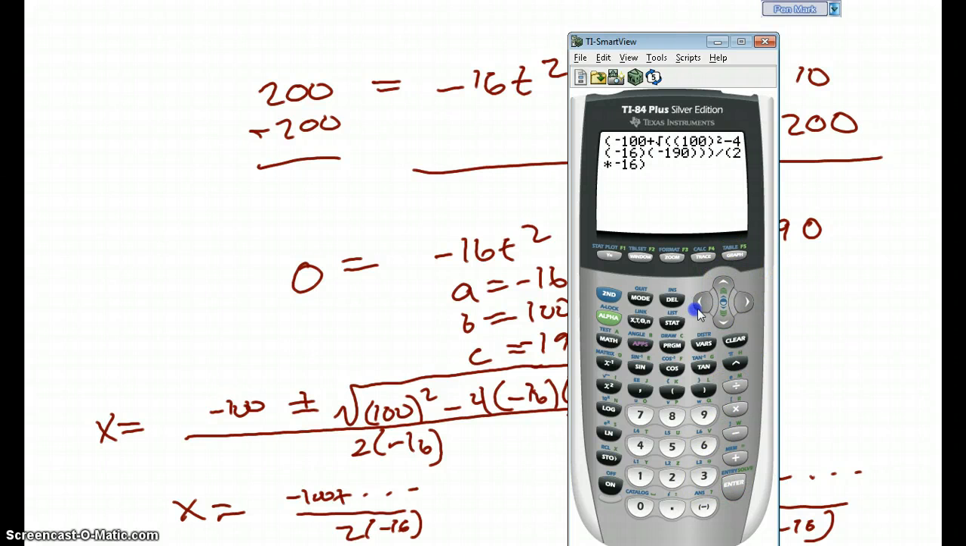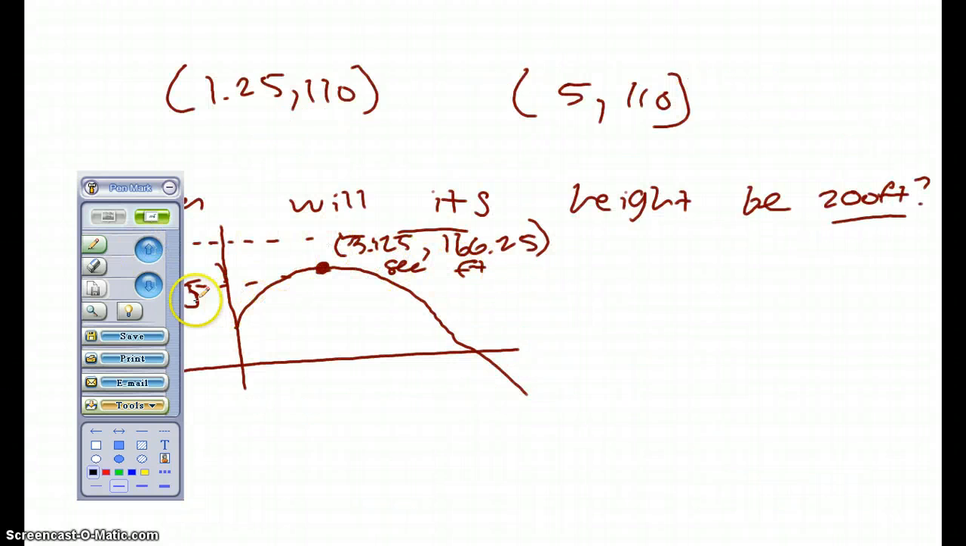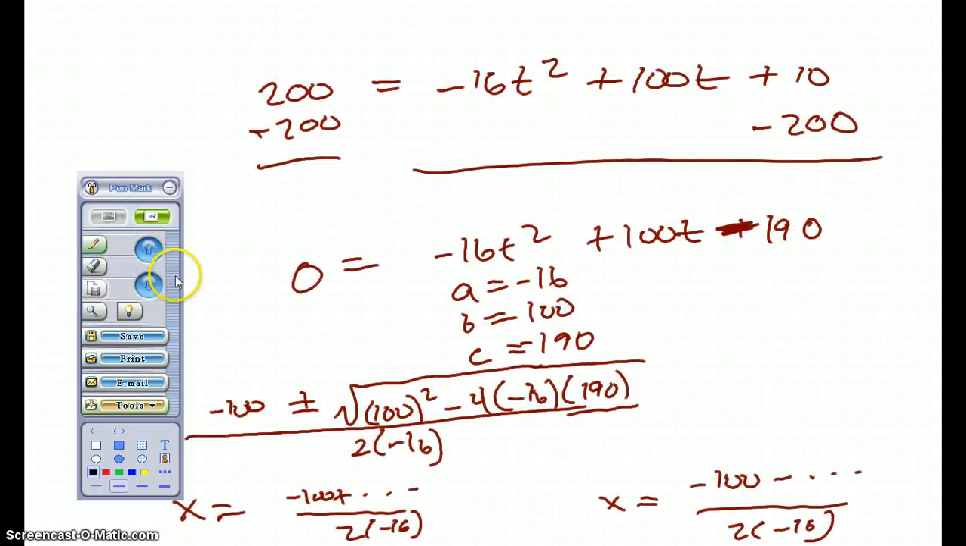If I pull up that equation again and say, okay, well, let me try negative 100 minus... what's it going to do? Well, again, it tells me that there's not a real answer. And that should make sense because we see it, there is no real solution to this problem. So why is this happening?